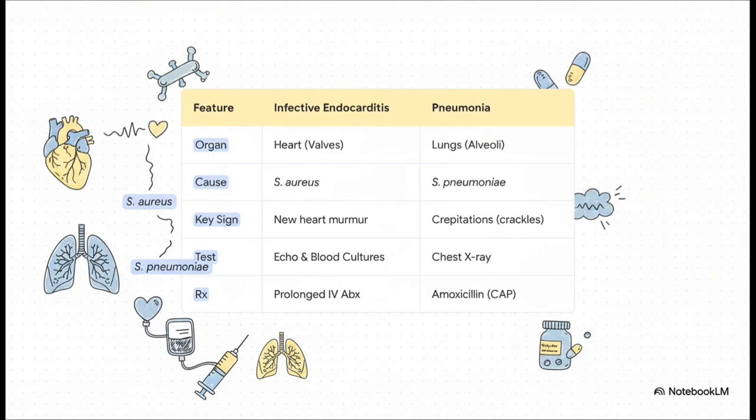Heart versus lungs, a heart murmur versus crackles, an echocardiogram versus a chest X-ray. And look at the fixed step. A serious heart infection requires weeks of IV antibiotics, while a simple pneumonia can often be treated at home with oral amoxicillin. This is how the blueprint makes these distinctions stick.